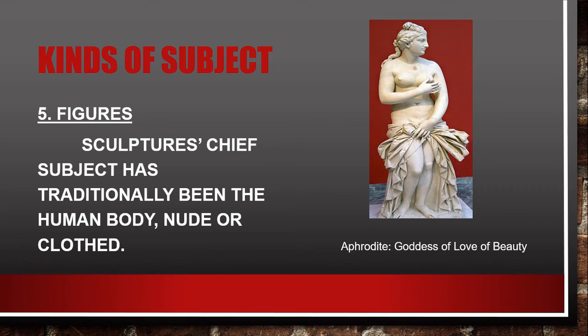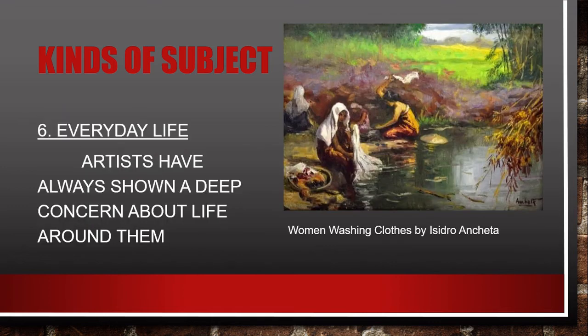So the grace and ideal proportions of the human form were captured in religious sculpture by the ancient Greeks. To them, physical beauty was the symbol of moral and spiritual perfection. Thus, they portrayed their gods and goddesses as possessing perfect human shapes. Next, we have everyday life.